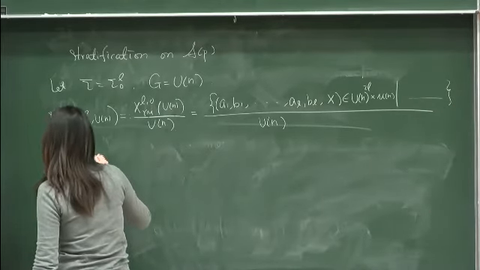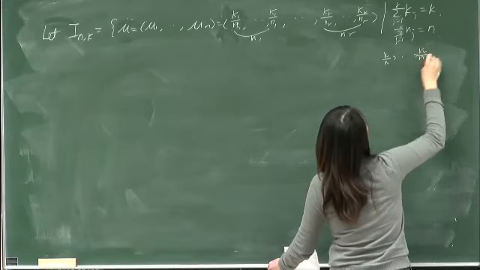So we can define this index set. Let I(n,k) be the set of mu equals (k1 over n1, repeated n1 times, up to kr over nr, repeated nr times), such that the summation of kj is equal to k, the summation of nj is equal to n, and they are strictly decreasing.